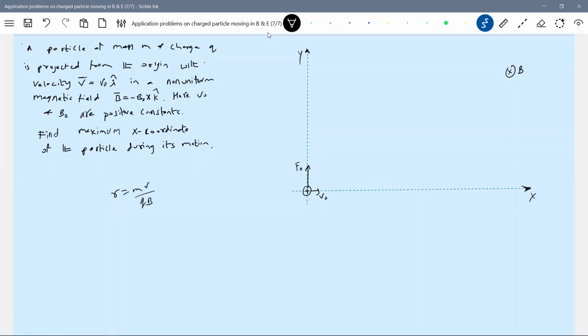As the particle moves, we know what happens to speed. The work done by the magnetic force on a moving charged particle will be 0, so nothing will happen to the speed of the particle. But here, look at this one. As it moves, the B will increase, so R should decrease.